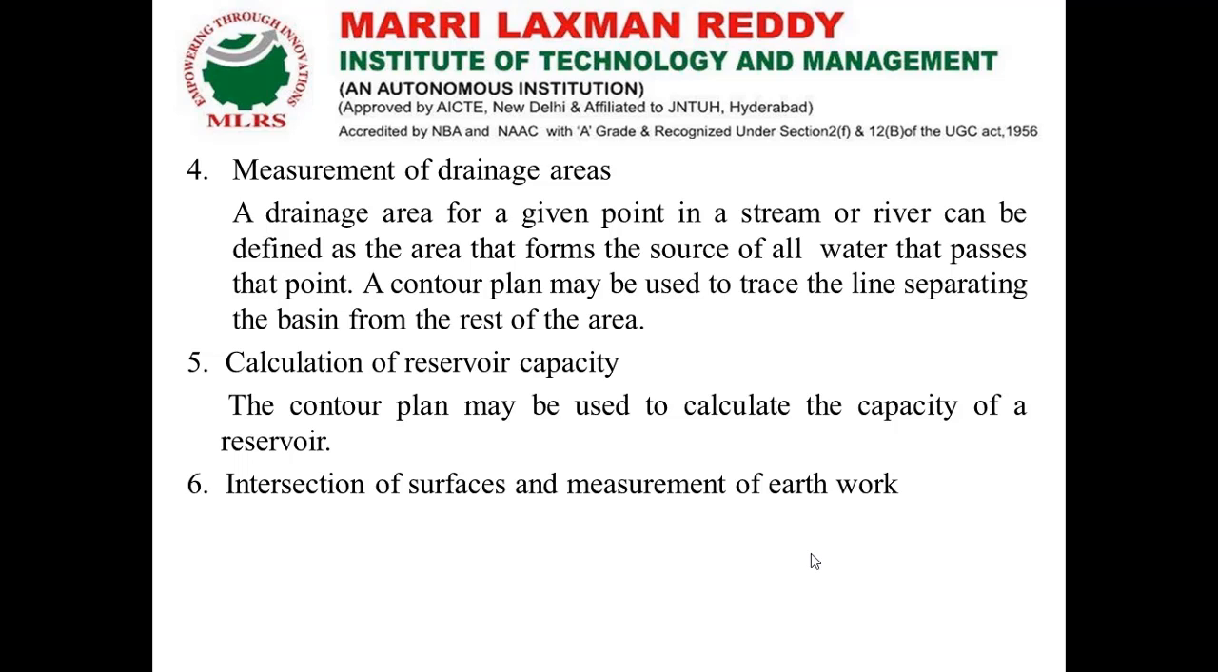Then sixth one, intersection of surfaces and measurement of earthwork. This is purely related to our highway, railway and canal work. During the work we take cross sections, and by using those measurements we can arrive at the quantity of work. So these are some uses related to our contour map.